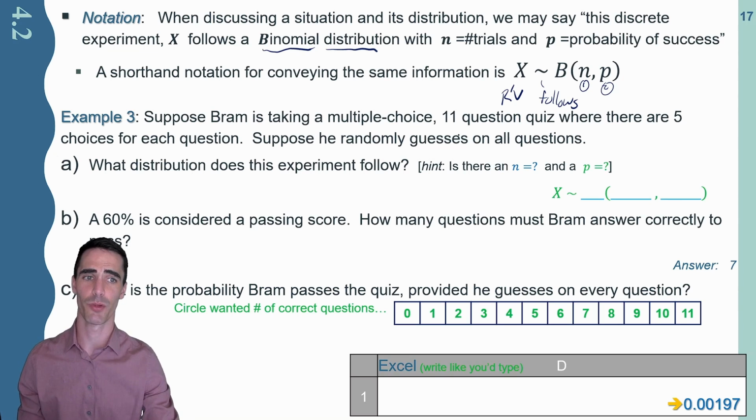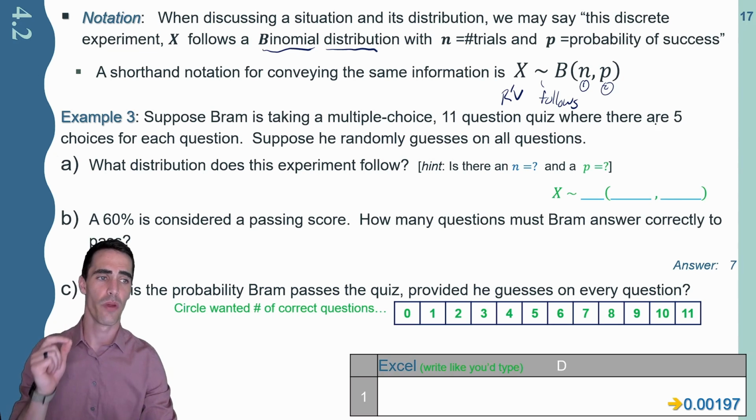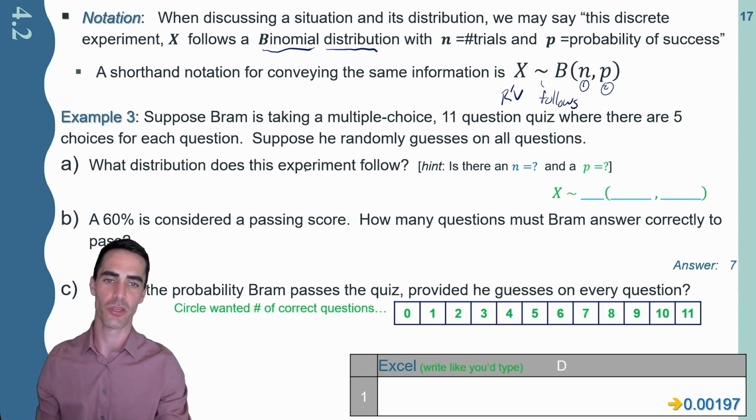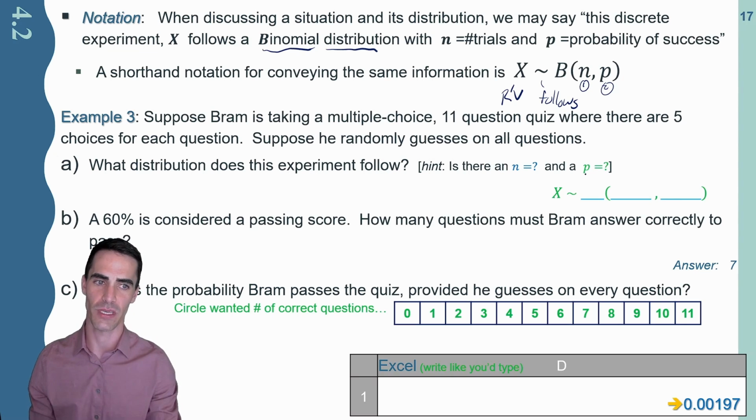Suppose Bram is taking a multiple choice 11 question quiz where there are 5 choices for each question. Suppose he randomly guesses on all questions. It's not looking too good. So the big question is, what distribution does this experiment follow? And my little hint there, what is n, what is p?